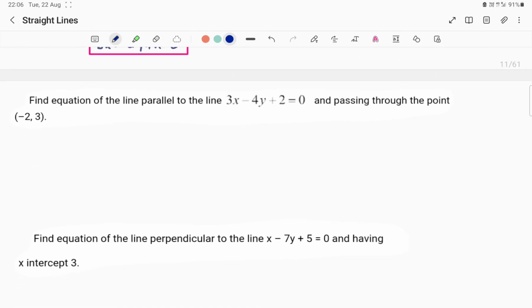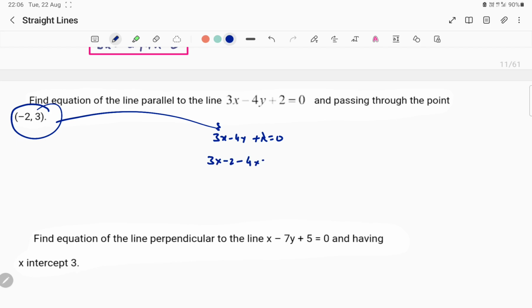Now quickly, suppose this is a question. Find the equation of a line parallel to the line 3x minus 4y, passing through minus 2 comma 3. So the first thing I will do is write 3x minus 4y plus lambda is equal to 0. How to find this lambda? So this line is passing through minus 2 comma 3, isn't it? So substitute here. So you get 3 into minus 2 minus 4 into 3 plus lambda is 0. So we get minus 6 minus 12 plus lambda is 0. So we get lambda is equal to 18. So what is the equation? 3x minus 4y plus 18 is equal to 0.